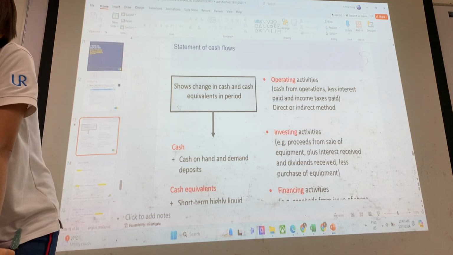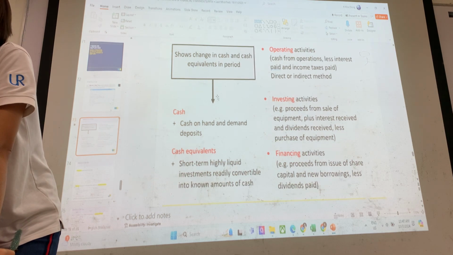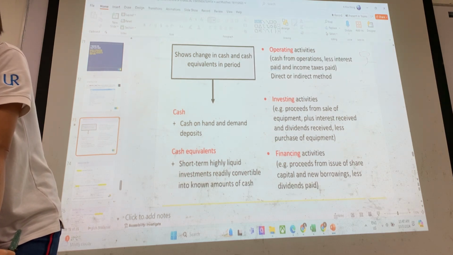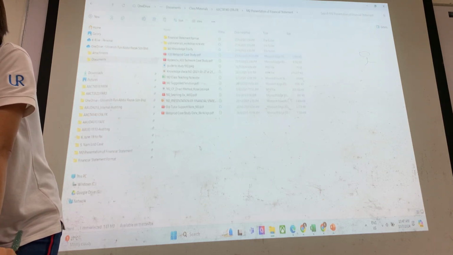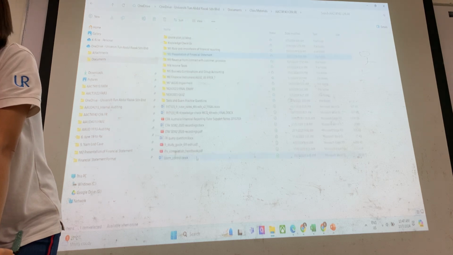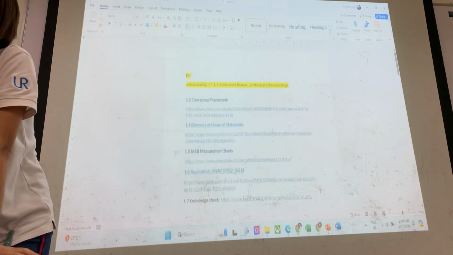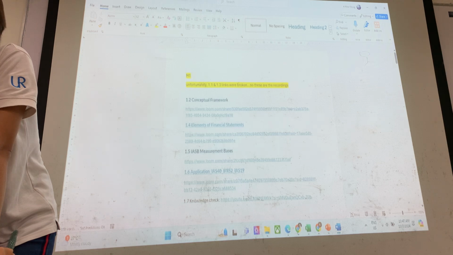Okay, so the last one is statement of cash flow. I will just give you direction now because statement of cash flow will be the same as what we have been doing all the while. It is not because it is not important. After a short break, we will do module 3 already because we are a bit late also.